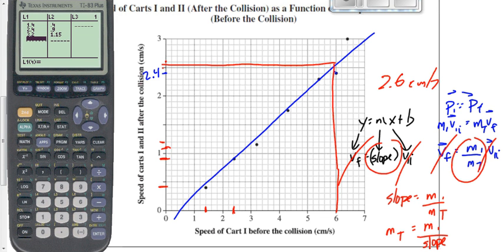My next data point is 4.3, and I've got 1.75. My next data point is 5.4, and I've got 2.3 on my y-axis, 6 on my x-axis, and 2.4 on my y-axis, 6.4 on my x-axis, and the last one here is 3 on my y-axis. So there I've got 1, 2, 3, 4, 5, 6, 7 data points now.